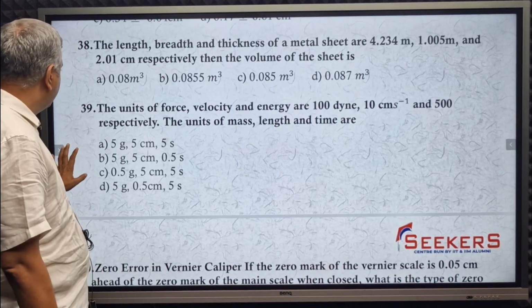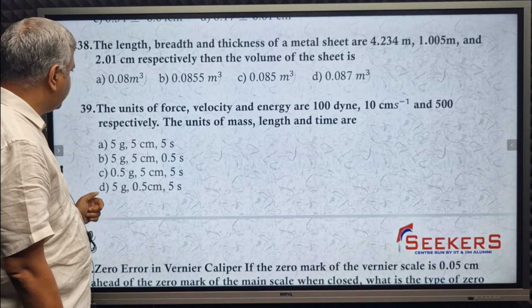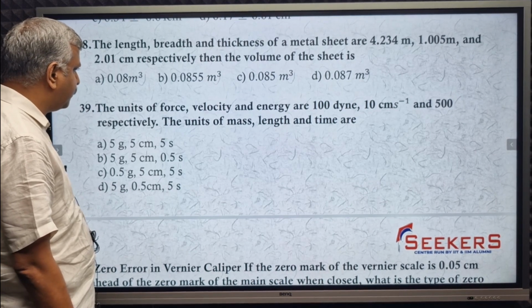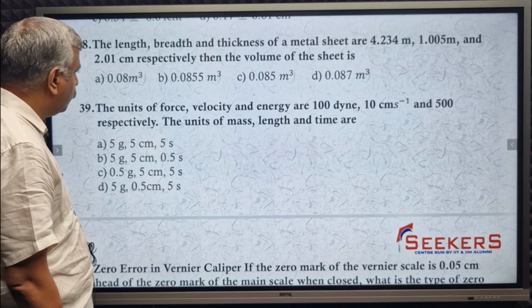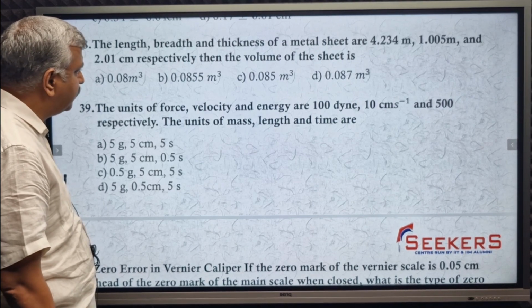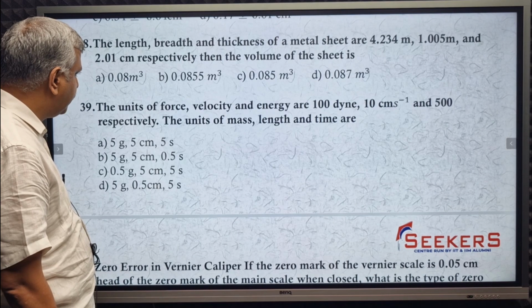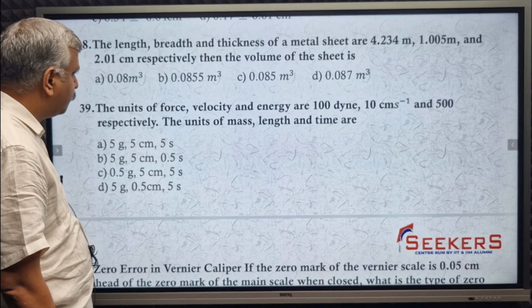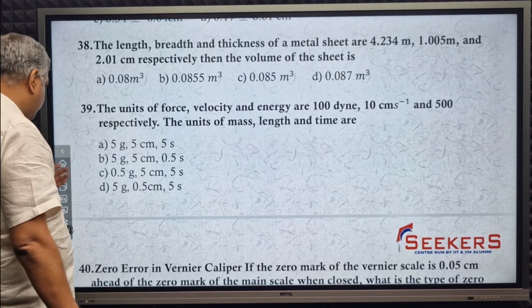The units of force, velocity and energy are 100, 10 and 500 respectively. What are the units of mass, length and time? So force is 100 dynes. There is some error in this question. I don't think there is any answer.